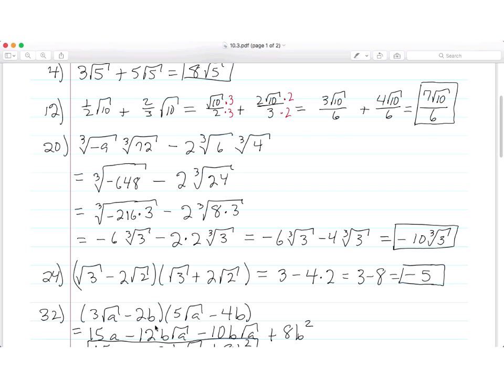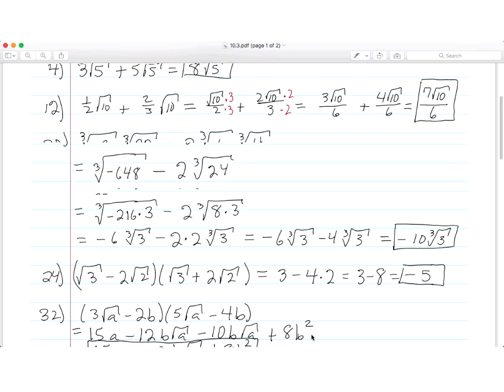Negative times positive is negative. 2 times 5 is 10. B times rad A is B rad A. Negative times negative is positive. 2 times 4 is 8. B times B is B squared.